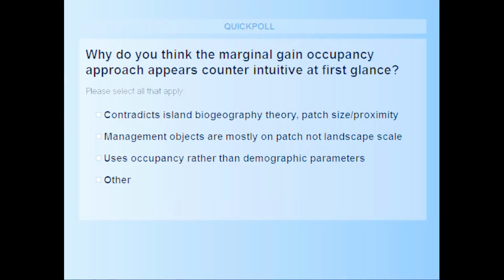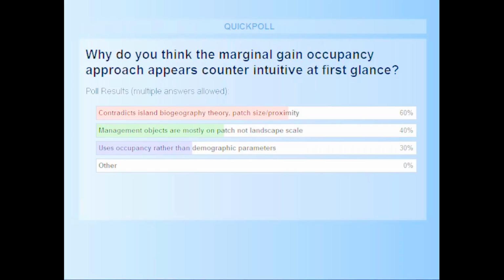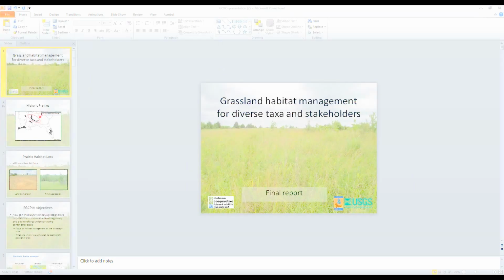But right now we're seeing 60% are selecting the first answer, that it contradicts island biogeography theory. 40% selected the second option, 30% the third, and those add up to more than 100% because people are able to select more than one answer. So the most popular theory as to why the approach appears counterintuitive is that it contradicts the island biogeography theory. Okay, thanks.